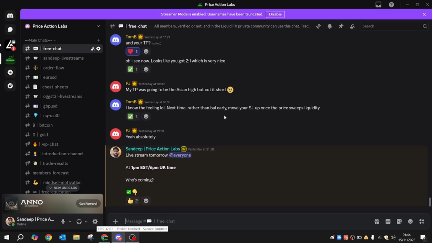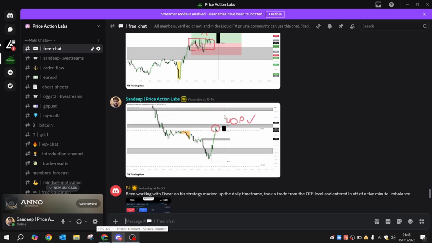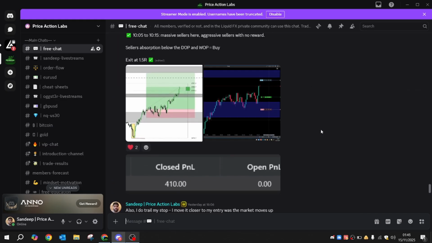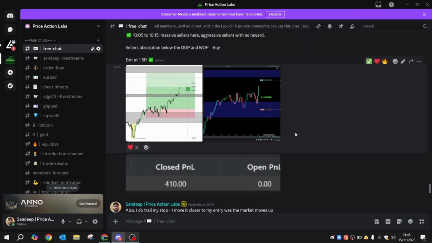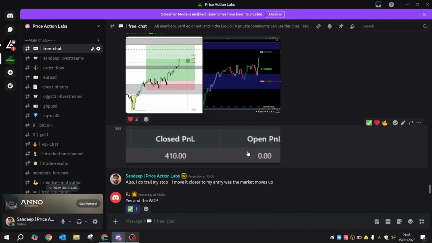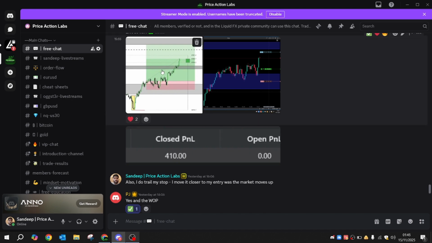We had a really good week. We had a break even on Tuesday, and then Wednesday, Thursday, and Friday we hammered again. We were risking about $300 to make just over $410. So that's kind of my trade today, about a 1.3 or 1.4 risk reward.